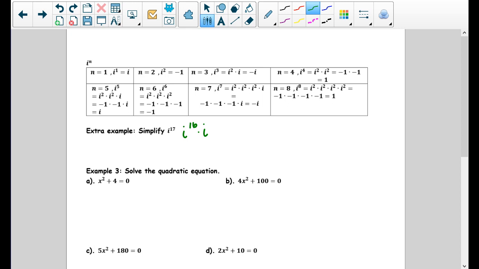Again, how many pairs can I take out of 16? How many sets of 2 can I take from 16? You can take 8. Okay, again, we're just dividing that by 2, so 16 divided by 2 gives me 8. So negative 1 to the 8th power gives me a positive 1 or a negative 1? Positive 1, so it's just a positive i.